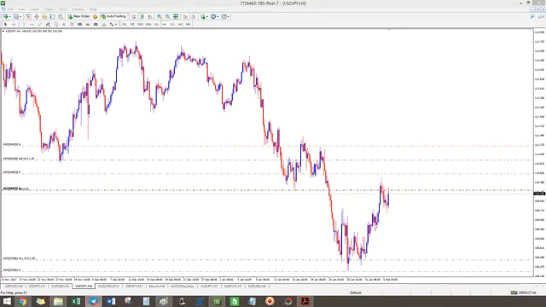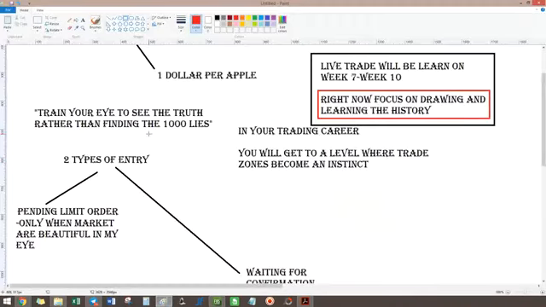All right, is there any other question? I see you are typing before I end this webinar. For trading purposes, there will be some areas where price did not react the way we see. So do you want us to draw this range too? No, just draw the correct one. Train your eyes to see the truth rather than finding a thousand lies.